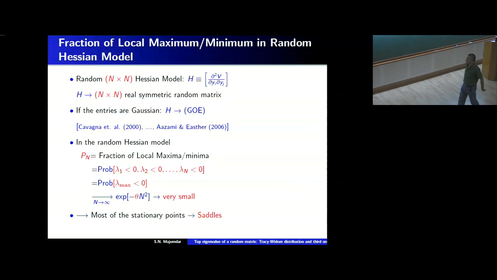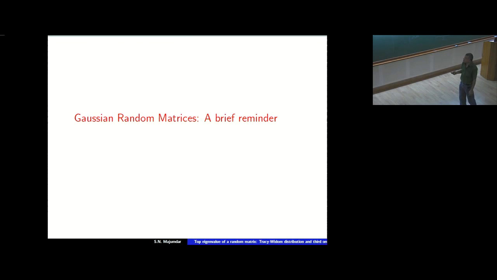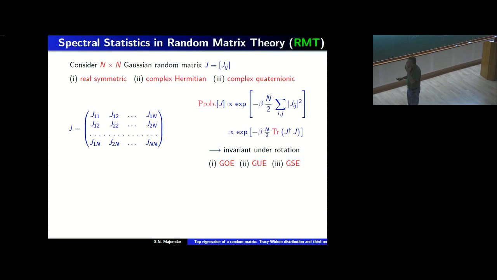And so to understand that, let me just remind you a little bit, a brief reminder of the Gaussian random matrices. Most of you are familiar with it. But we are talking about, again, an n by n random matrix, and I'm interested in real eigenvalues, which means that the matrix can be real symmetric or complex Hermitian or complex quaternionic.